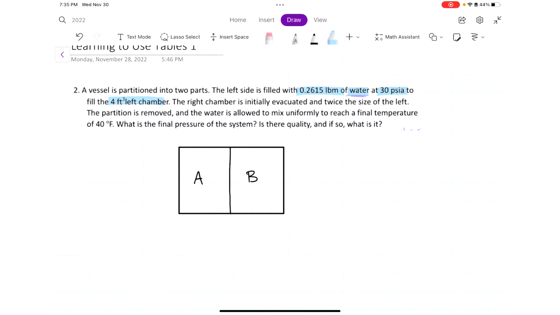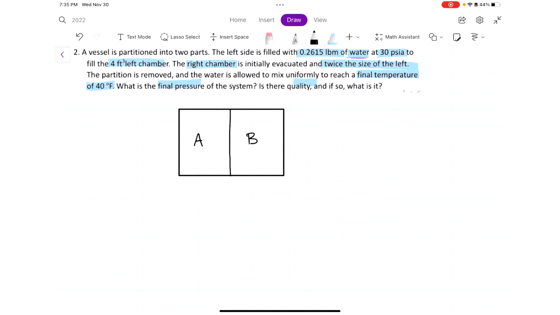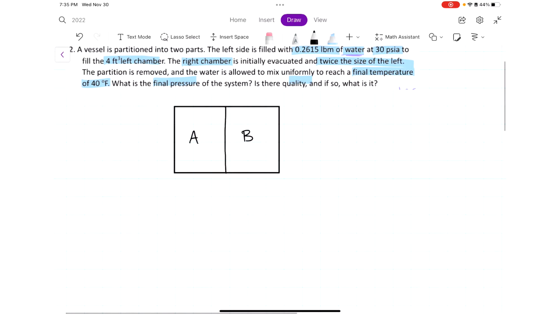The partition is removed and the water is allowed to mix uniformly to reach a final temperature of 40 degrees Fahrenheit. What is the final pressure of the system? Is there quality? And if so, what is it? So I'm going to go ahead. So there's two states here.